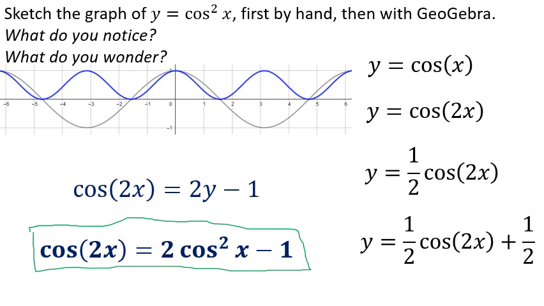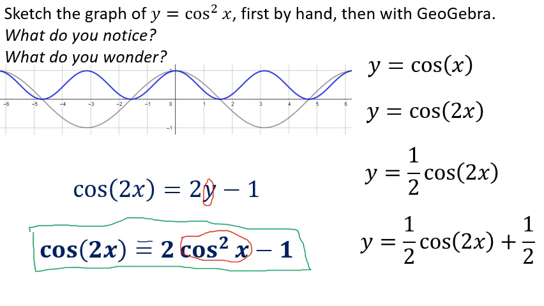So technically this should be an identical to symbol. If those two are always the same, then it stands to reason it must be the case that y and cos squared x are the same. What I've done by distorting the cos graph into this half cos 2x plus a half graph is I've turned it into the cos squared graph. They are exactly the same function.